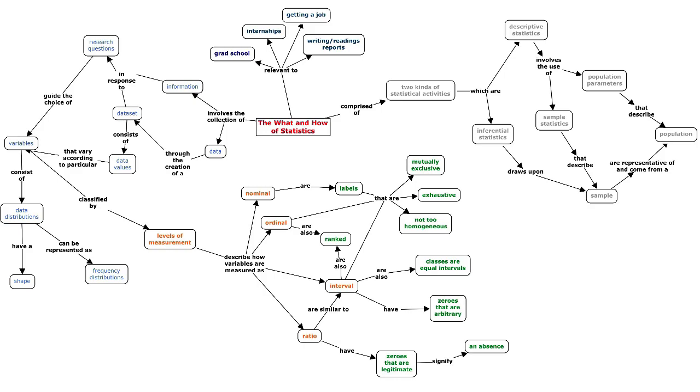Last but not least, if you've been following along, there are 3 nodes here that I haven't commented on. And those are the nodes that come off of the nominal and ordinal levels of measurement, their characteristics. If we consider the possible values for a variable which is at the nominal level of measurement, we know that those values need to be 3 things. They need to be mutually exclusive, they need to be exhaustive, and not too homogeneous.